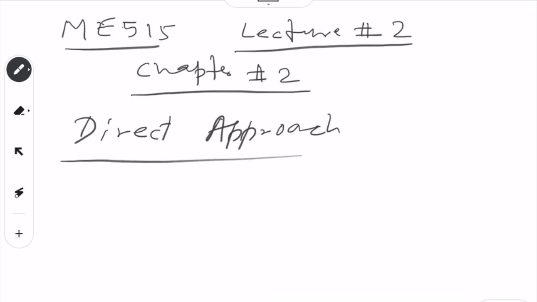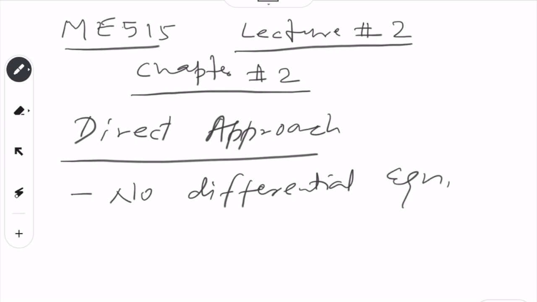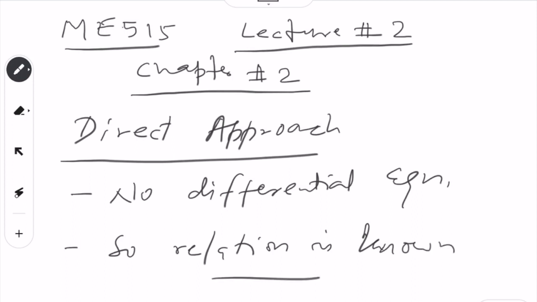What is the meaning of direct approach? Here this really means there is no differential equation. We will have some relationship, but not in terms of a differential equation; it is in terms of something else, but still some relation is known. We will study in detail what we mean.